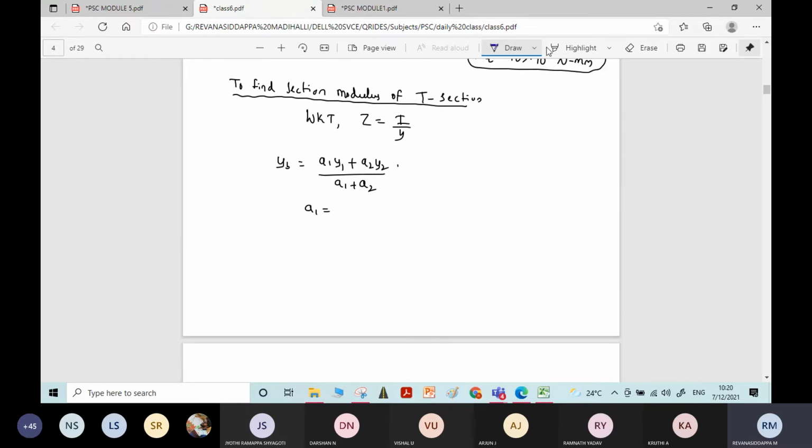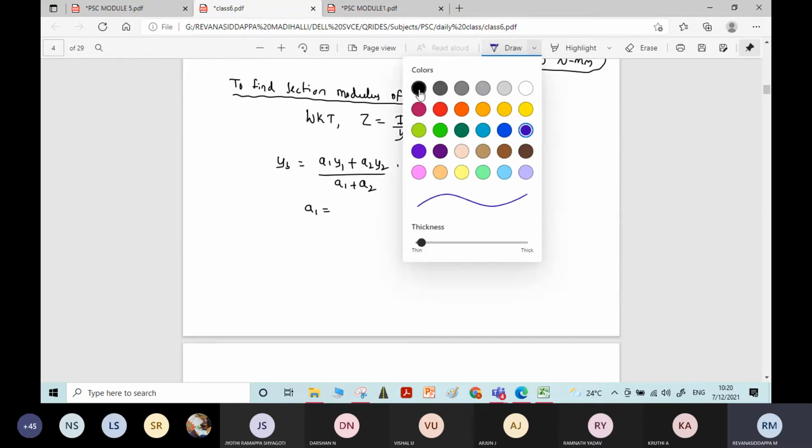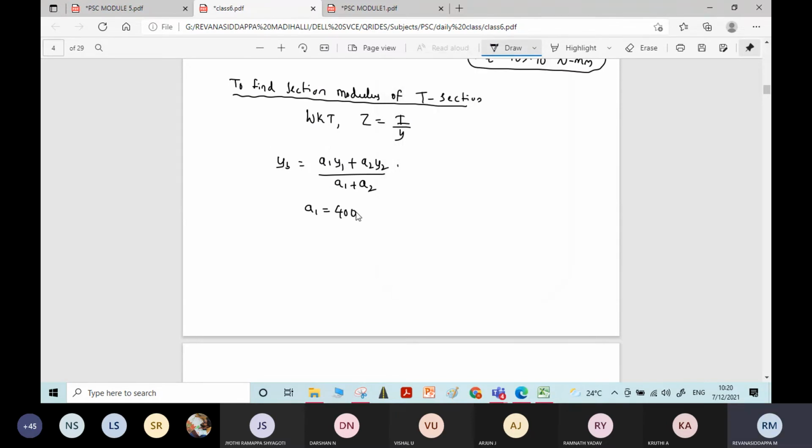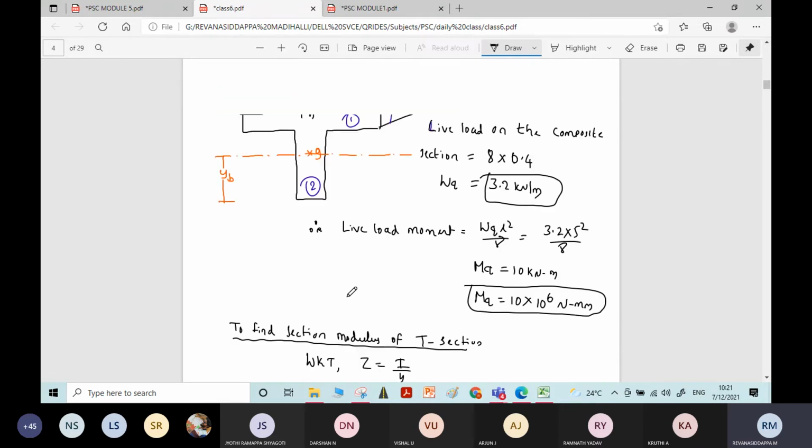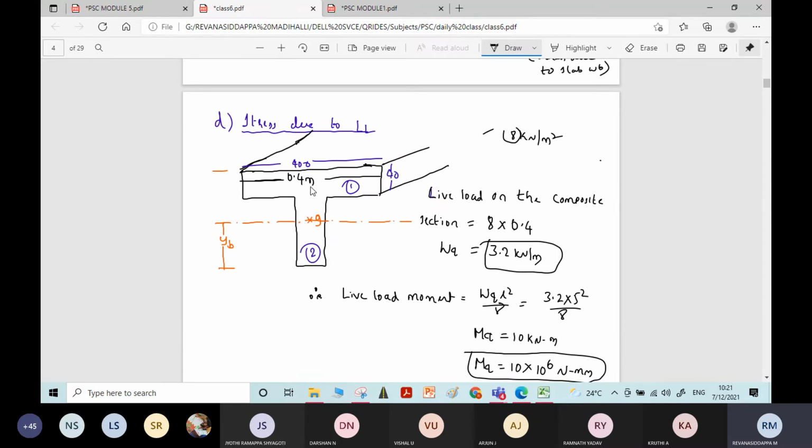So A1 becomes 400 into 40, which is 16,000 mm square. And Y1, what is the value of Y1? Tell me. What is Y1 here? Distance of centroid of rectangle 1 from bottom fiber. How much is it?